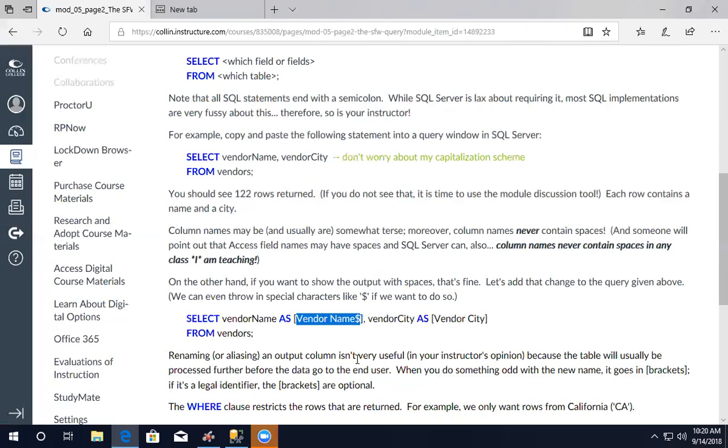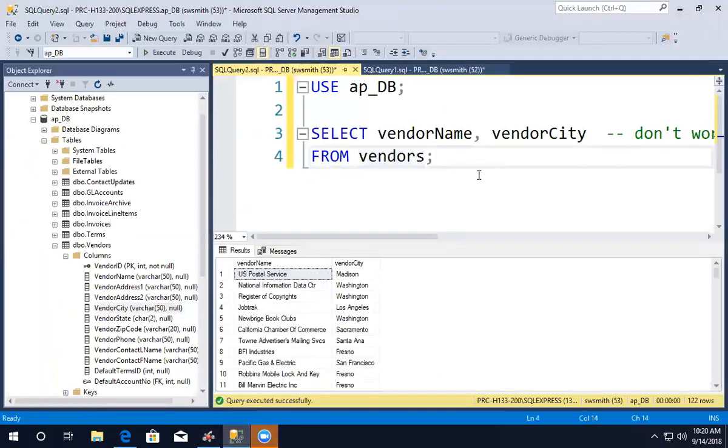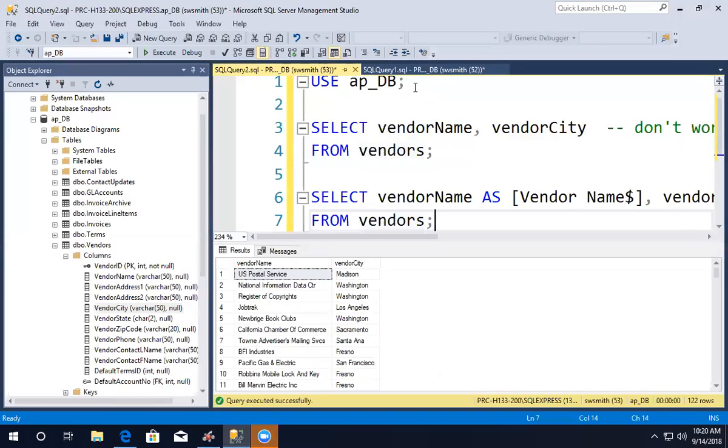Unless I ask you to give it some strange alias. So the alias for this one, I'm going to say vendor space name $, vendor city as vendor space city. If I execute this query, now notice that after I have said use AP, it's going to stay until I change it. So now I can just select this one that I want to execute and say do it. Now notice I got the same 122 rows, except this one is named vendor space name $, and this one is named vendor city.